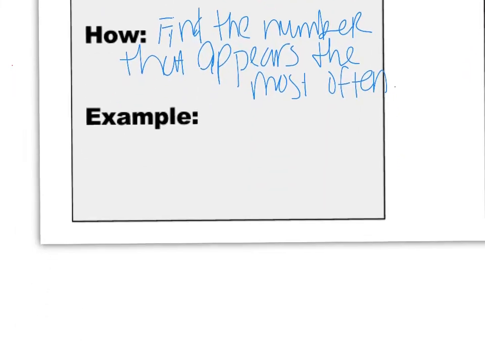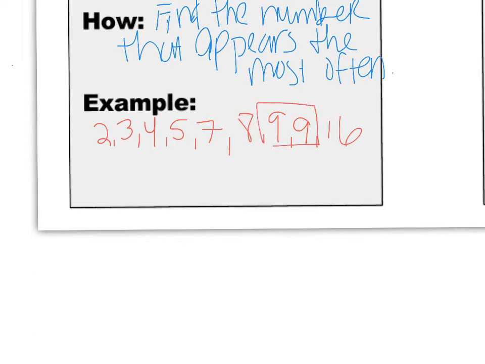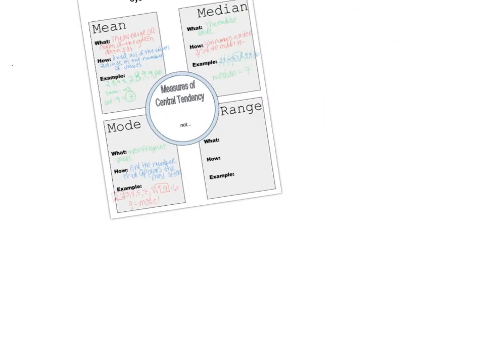So here's our example very quickly on this data set. Again, we're going with the numbers 2, 3, 4, 5, 7, 8, 9, 9, and 16. You can see that all of the numbers appear just one time except for our number 9. So 9 is our mode. Something to remember though is you can have more than one mode. If there was an additional 2 here, then 9 and 2 would both be the mode of our data. So I said, we'll go ahead and go to range, sorry.